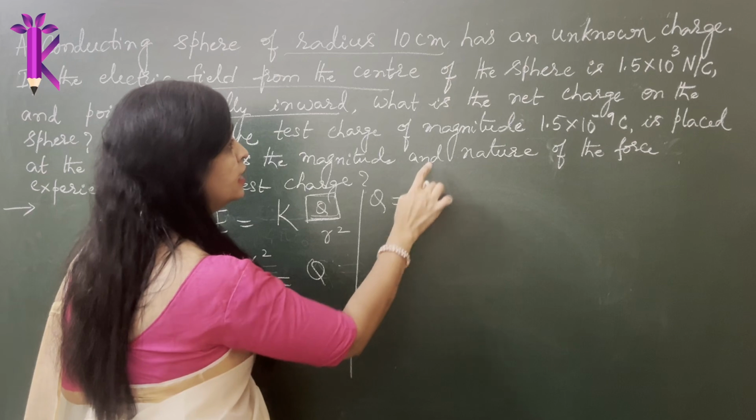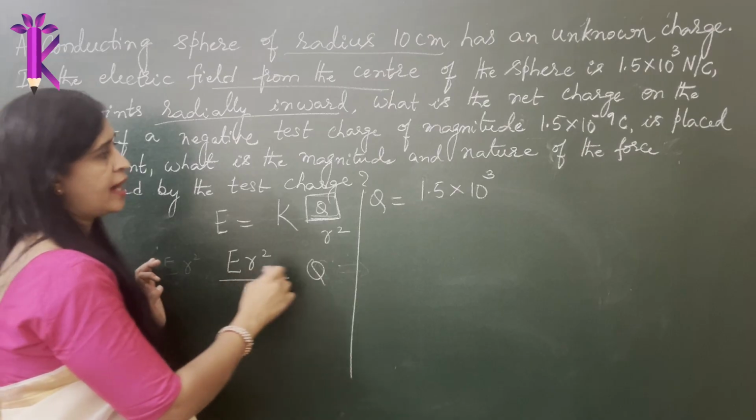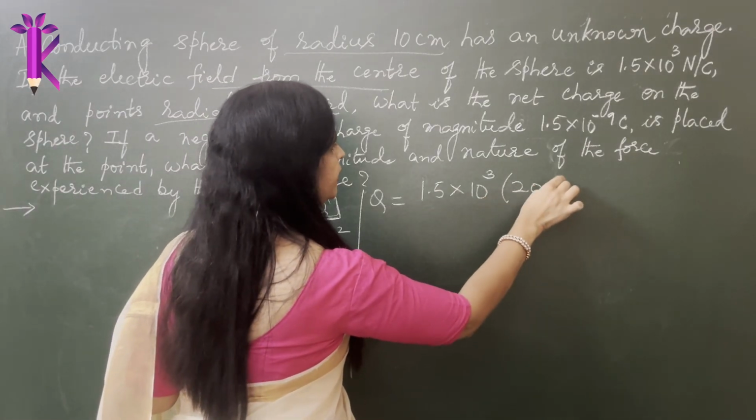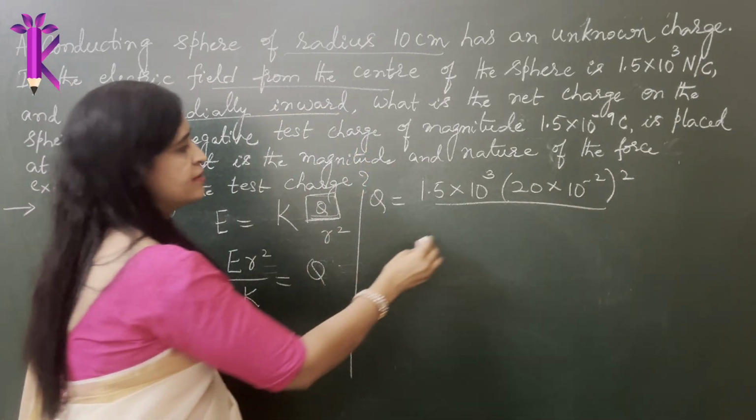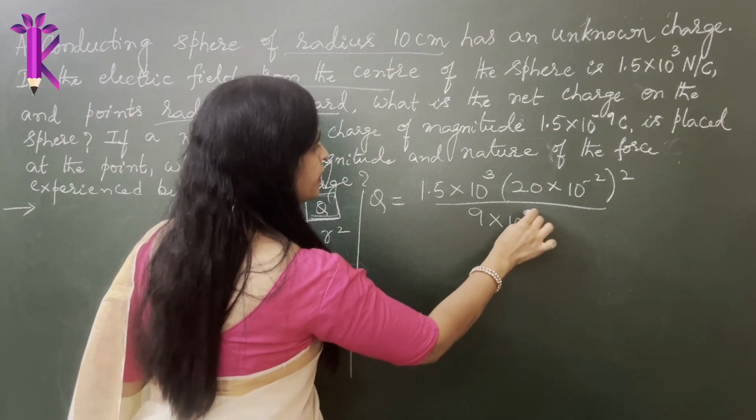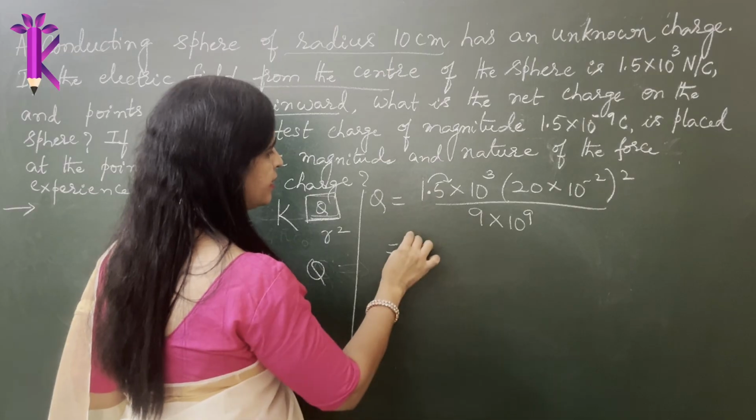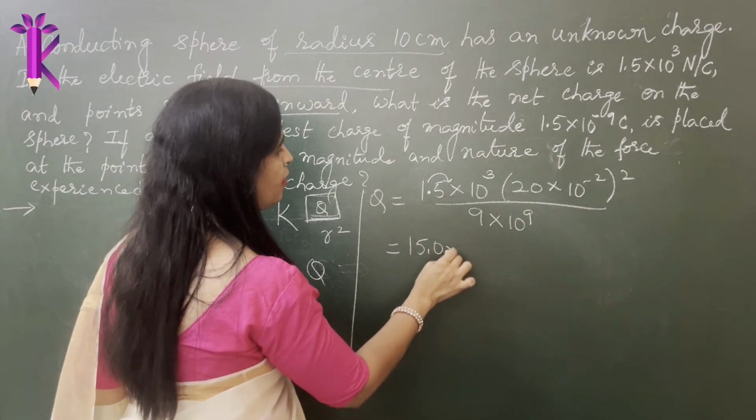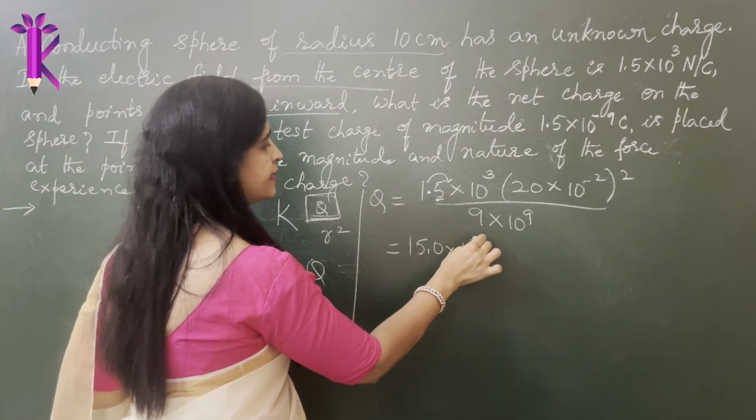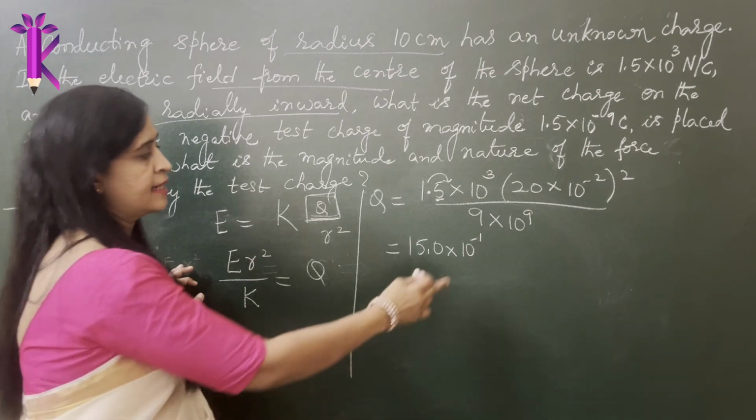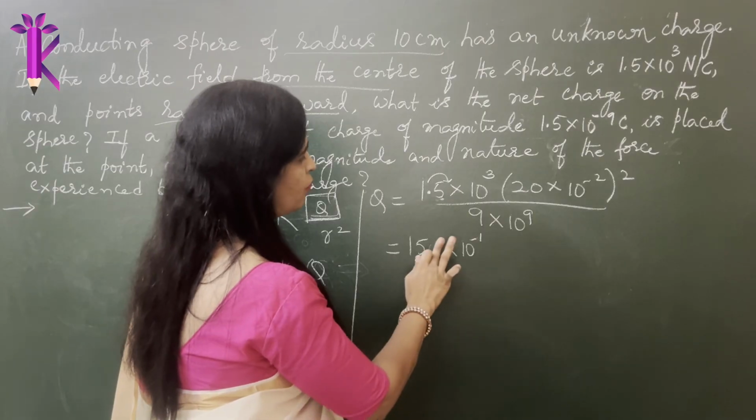So Q is equal to, electric field is 1.5 into 10 to the power of 3 into R square. R square was found to be 20 into 10 to the power of minus 2 whole square, whole divided by K, which is 9 into 10 to the power of 9. So let's take the powers out. I want the shifted decimal point here, so I will write it as 15.0 into 10 to the power of, if I'm shifting to the right by 1 decimal place, the power of 10 decreases by the same number of decimal places as I shift. So it is 15 into 10 power minus 1.